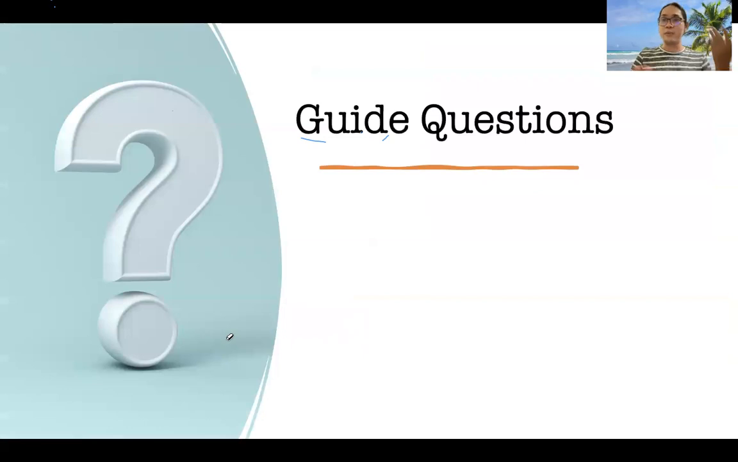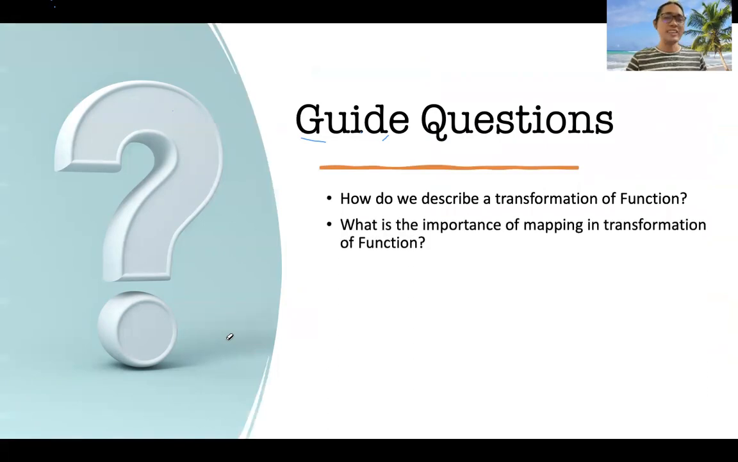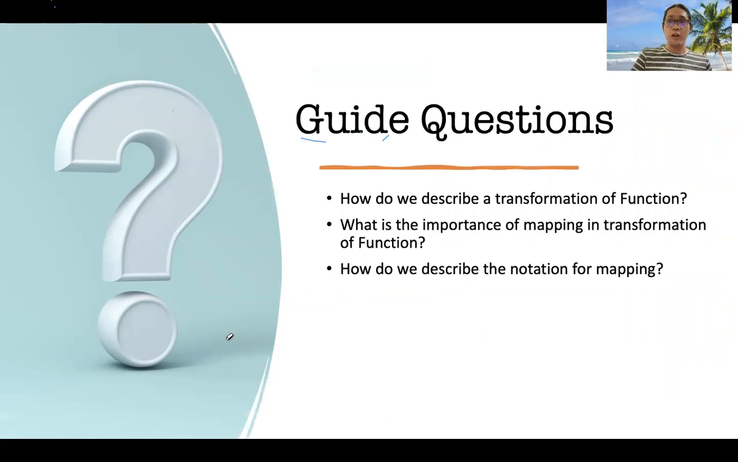Now, these are the guide questions. I want you to be guided in this topic. How do we describe a transformation of function? Next, what is the importance of mapping in transformation of function? Let's discover this later. How do we describe the notation for mapping? There is a notation for mapping that we have to remember.